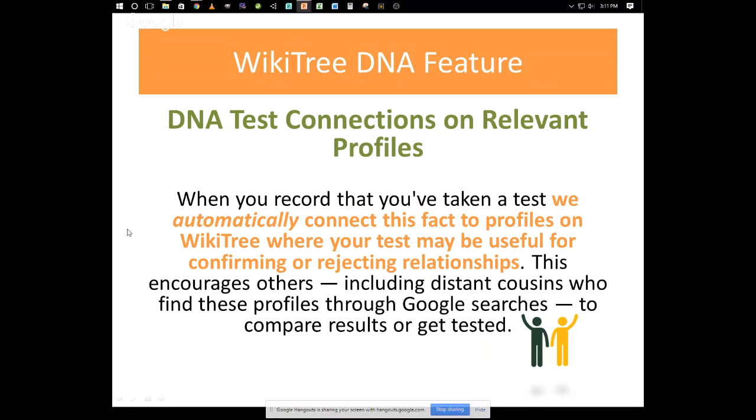DNA test connections on relevant profiles. When you record that you've taken a test, we automatically connect this fact to profiles on WikiTree where your test may be useful for confirming or rejecting relationships. This encourages others, including distant cousins, who find these profiles through Google searches to compare results or get tested. And it doesn't have to be just a Google search. It could be a Bing search or any other of the search engines. If you find distant cousins and you find their profiles on WikiTree, then you may be able to find that information.